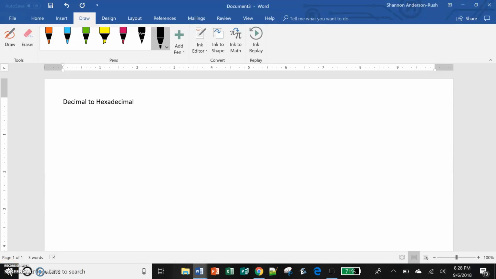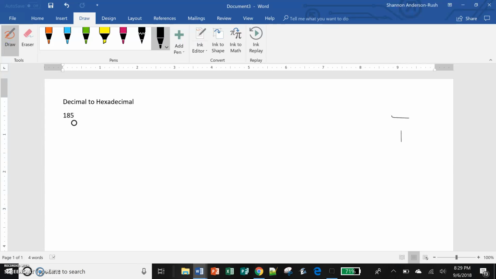This time we're going to convert from decimal, which is a base 10 numbering system, to hexadecimal, which is base 16. So let's take the number 185 base 10, and we're going to convert that into hexadecimal. The first thing I'm going to do is start drawing my lines. I'm going to start with my ones position.